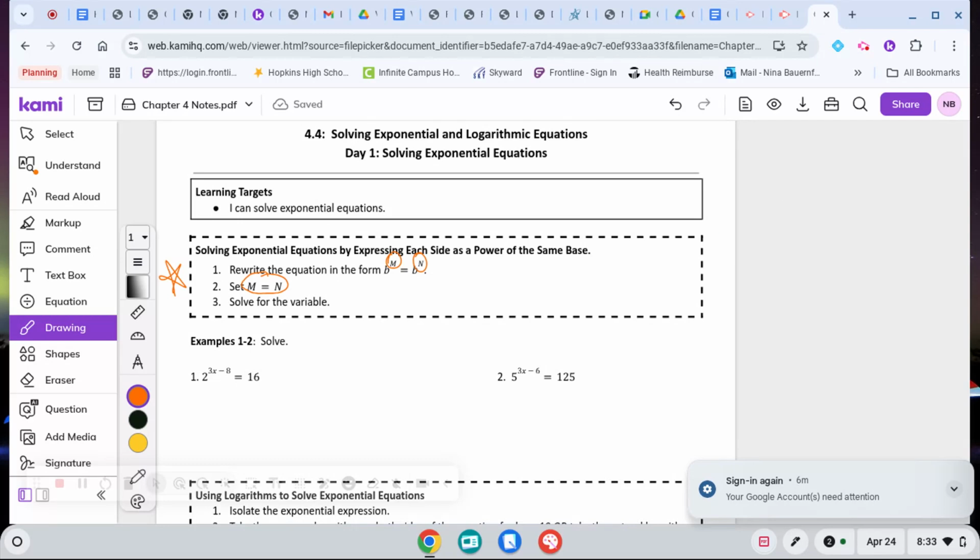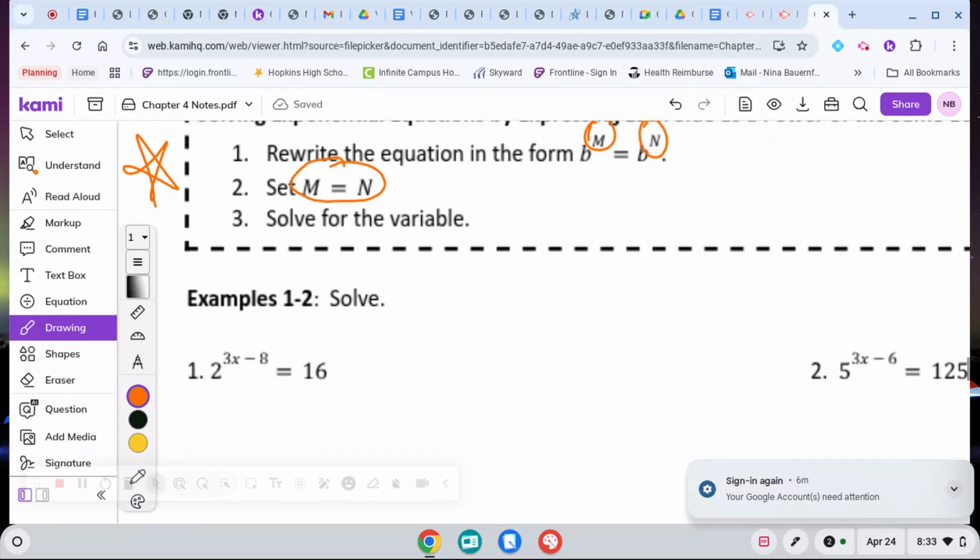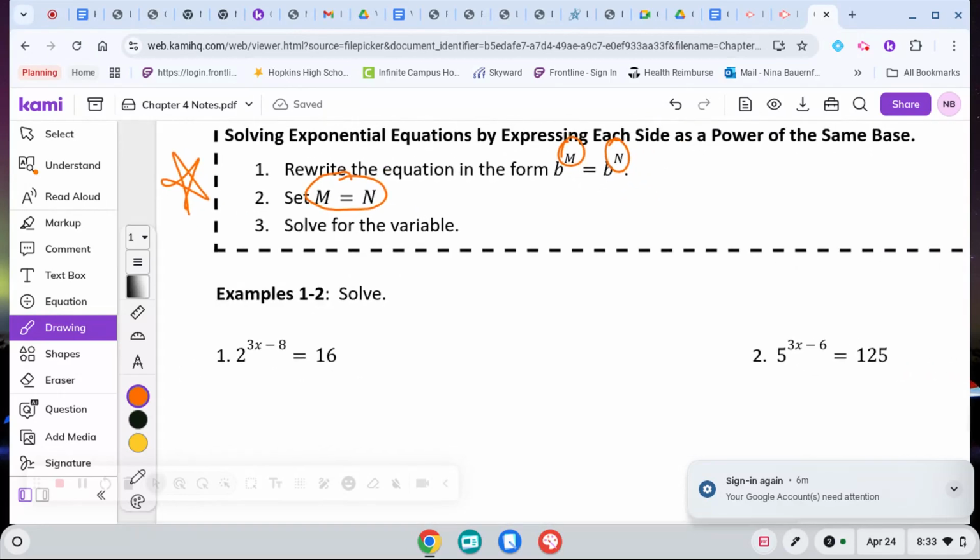In these first two examples, my suggestion would be, if you see a variable in the exponent, you have two ways that you can solve this. One way that we've talked about is that 2 would be the base. So you could rewrite it as log base 2, and then the other two things flip sides. So you would have 16 equals 3x minus 8.